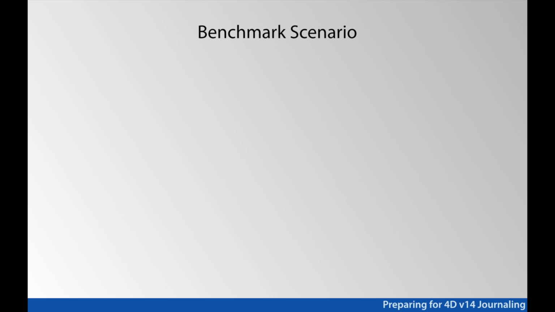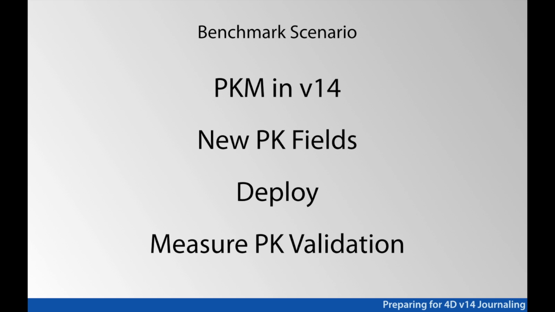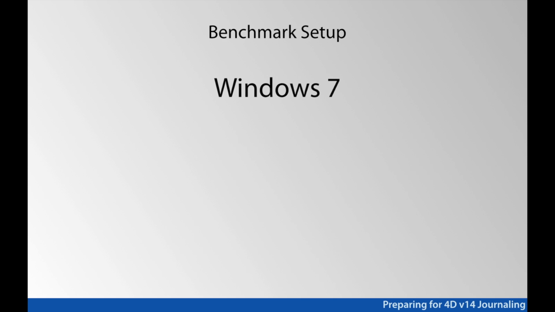So my first benchmark scenario is going to be, I used the primary key manager in a v14 copy of my database. I created brand new primary key fields, auto-generated UUID primary key fields, so I didn't have to worry about the data. I deployed it, meaning I opened my very large v13 data file, and I measured the time it took for 4D to do the primary key validation.